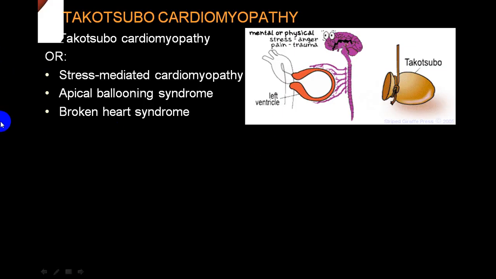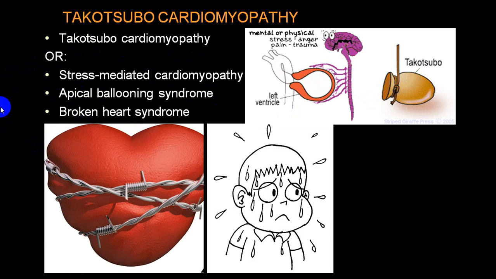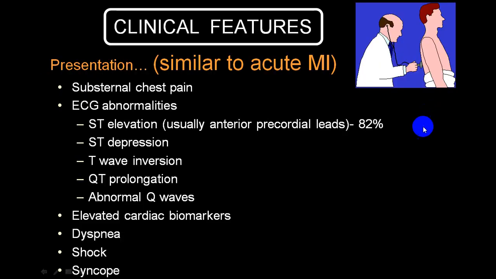This is Takotsubo, also called stress cardiomyopathy, apical ballooning syndrome, broken heart syndrome, Takotsubo, etc. These are all the different terminologies utilized. Whenever there is a sudden stress, there is a release of a lot of catecholamines, which will produce a stunned myocardium, which appears like this pot, which is utilized for capturing octopus. And this pot is called Takotsubo. So the name is given Takotsubo cardiomyopathy, and that is the way it is being described.